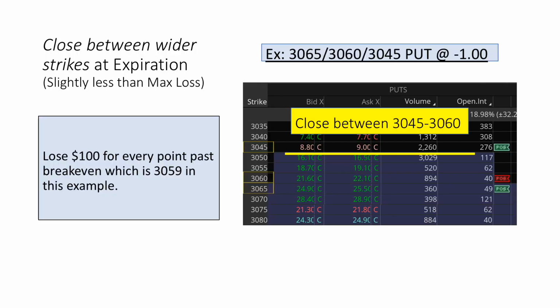Okay, I didn't discuss earlier that a close between your wider strikes at expiration would result in basically slightly less than your max loss. So I put it up here, but you'll have to know what your break even is, and you'll lose $100 for every point past your break even point.